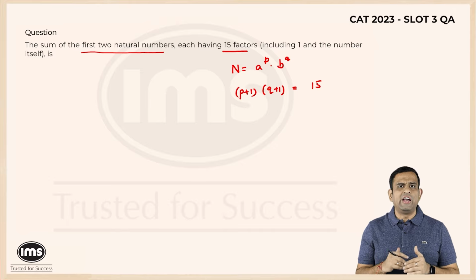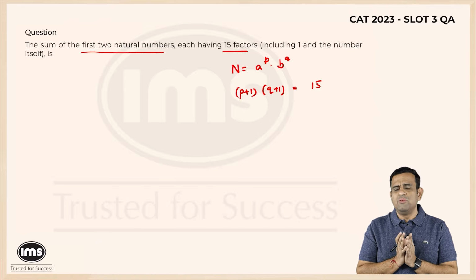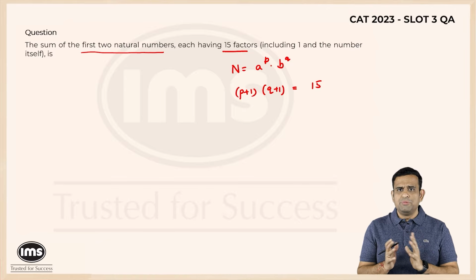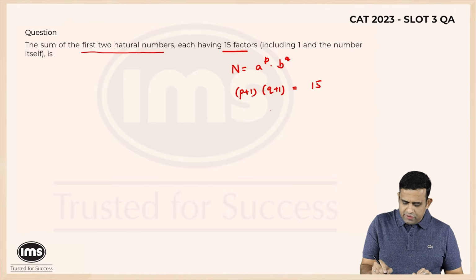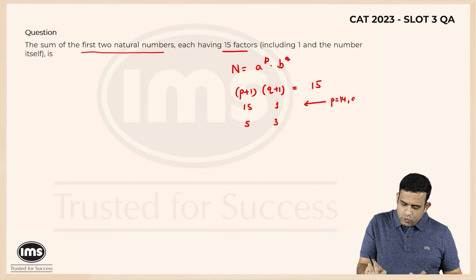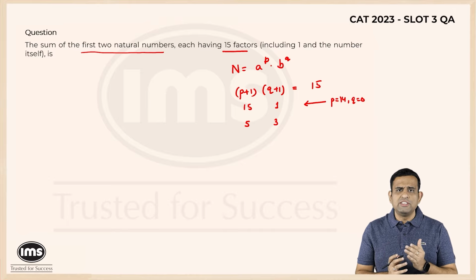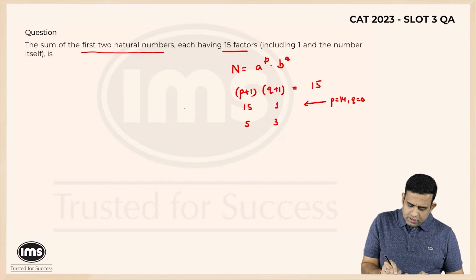Now please note, why I have not taken c power r in this particular case is that we can only split the number 15 maximum in two ways, 5 into 3, where both numbers are more than 1. So one of the possibilities could be 15 into 1, or it could be 5 into 3. If I take the first scenario, then the value of p would be 14 and q would be 0. And this basically means my number only has one prime factor, of the form a power 14.